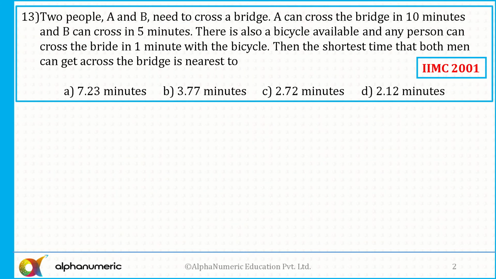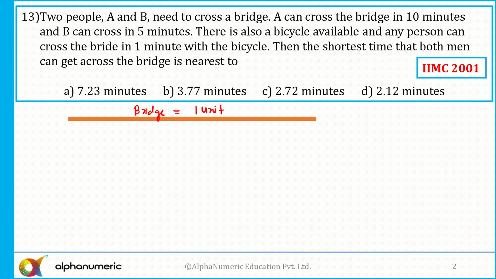Alright, now let's start with the first question. It says two people A and B need to cross a bridge. So let's say this is a bridge and let us assume the length of the bridge is equal to 1 unit. If you assume the length of the bridge as 1 unit, things will become easy. You get an equation which is very easy to solve here.